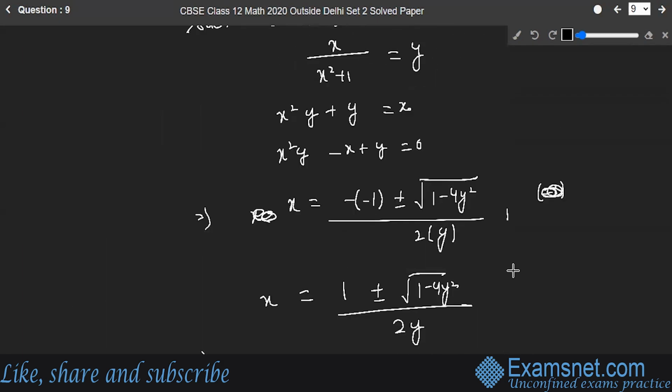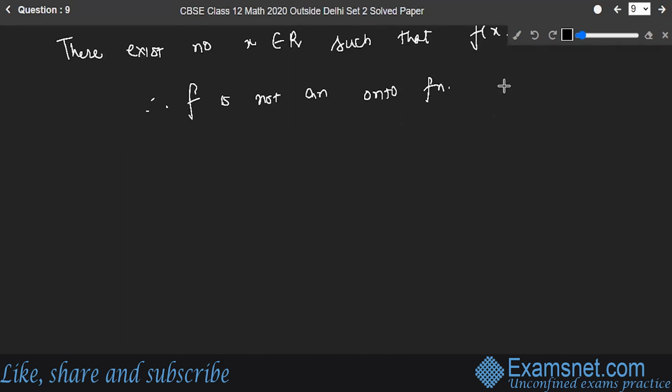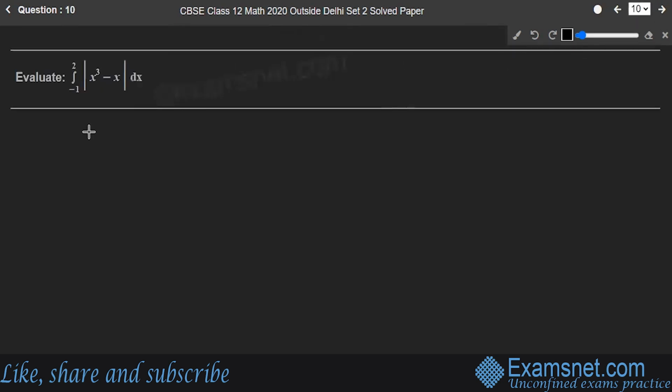Right. That's it. This is what we needed to prove. It's neither one to one nor onto, and this is hence proved. Hope you got that. Next is question number 10. You have to evaluate the integral from minus 1 to 2 of mod of x cube minus x dx.